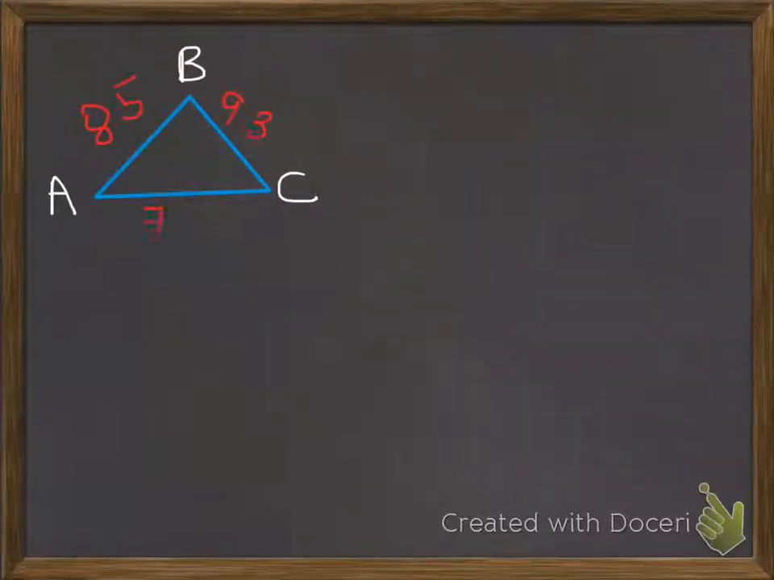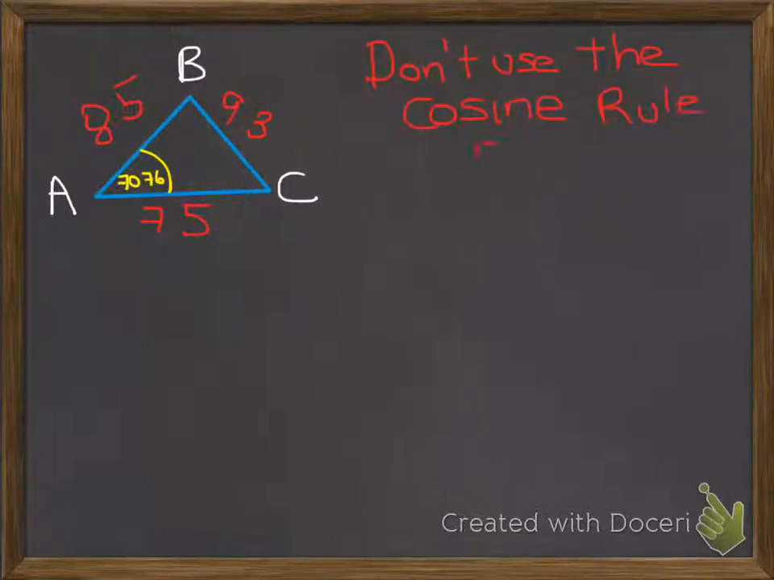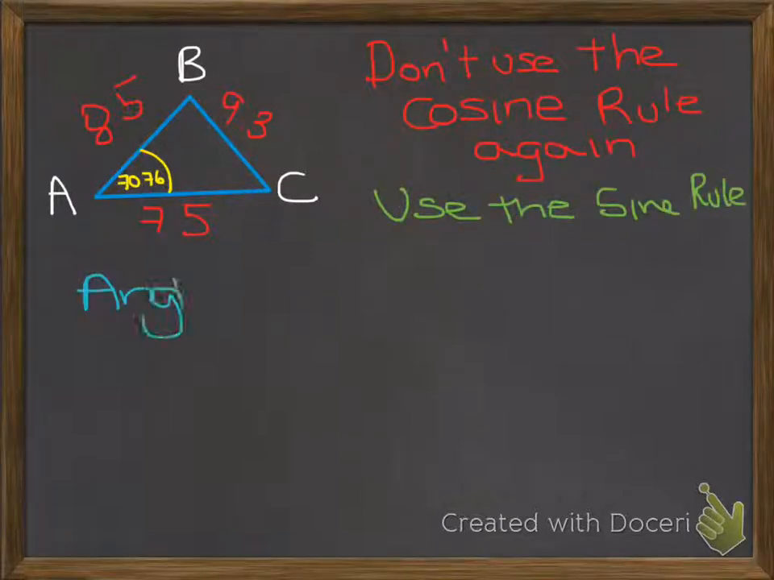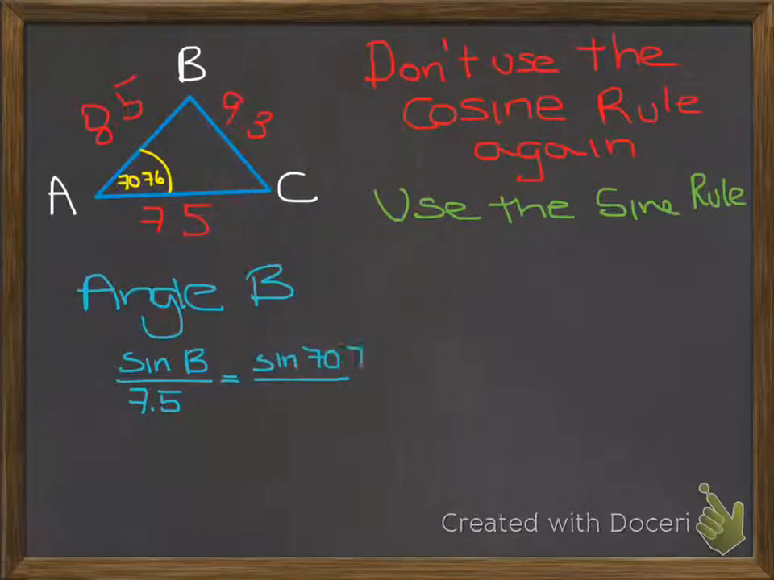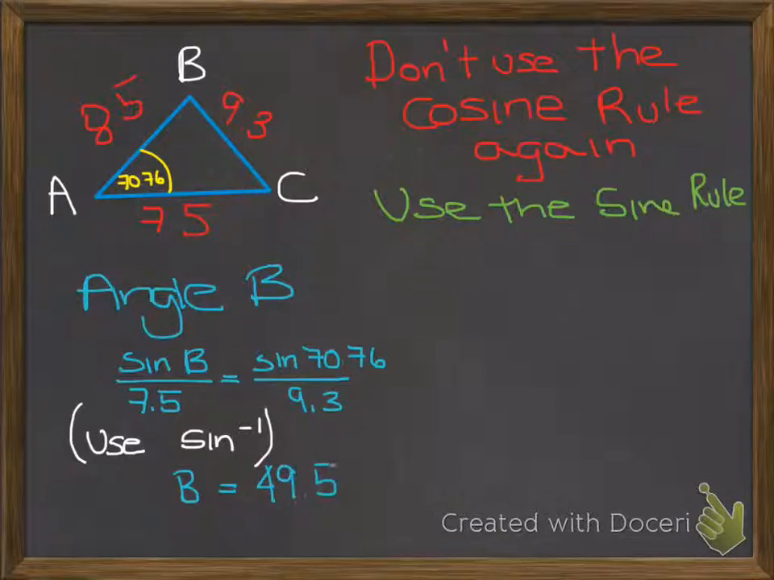If I redraw my triangle this time, putting in that 70.76, I can see where it is. Now don't use the cosine rule again. What we're going to use this time is the sine rule. So for angle B, I have sine B over 7.5 is equal to sine 70.76 over 9.3. Remembering to use sine to the -1 again, I end up being able to say that it's 49.59.